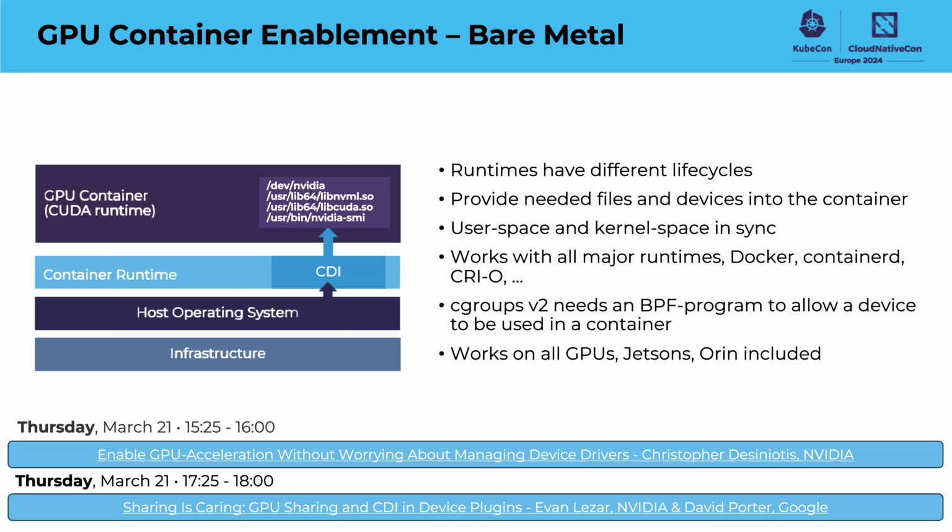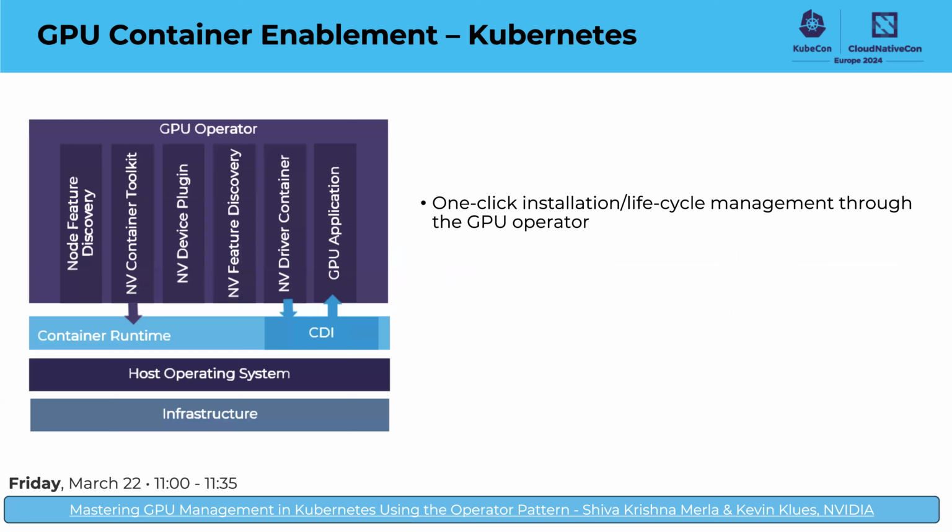There are two links if you're interested in how those things are working in detail from colleagues in the team that are going over all the Kubernetes related stuff. Just wanted to showcase how the stack looks, because this is important later on when we describe how we enable it in Kata. As I said before, we have the GPU operator, which is the one-click installation and lifecycle management on Kubernetes, deploying all the needed tools, the device plugins, the discovery, the driver containers, and then lastly, the GPU application.